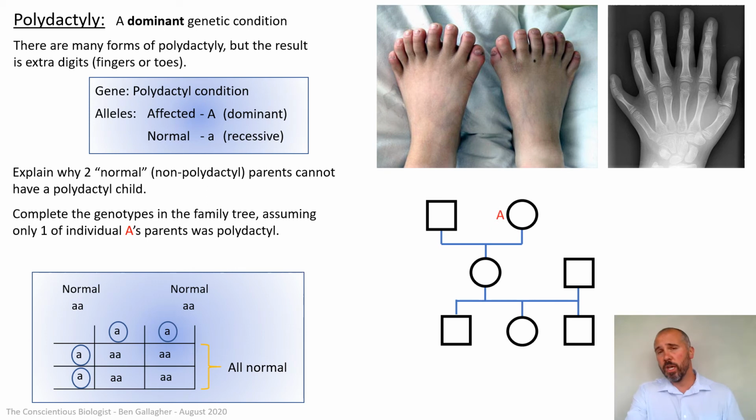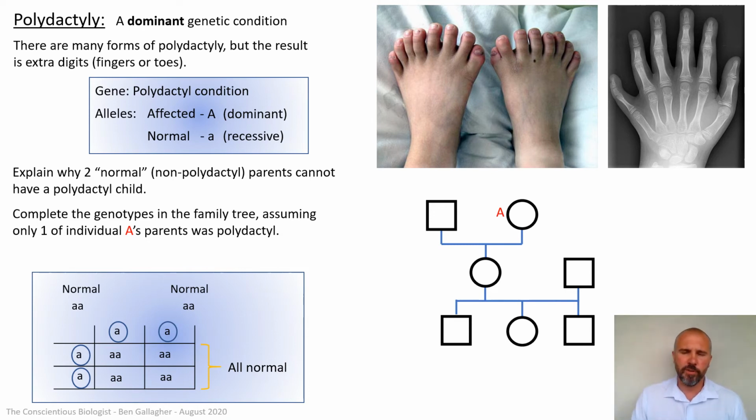So let's look at another question and link it to another family tree diagram to complete the genotypes in the family tree, assuming only one of individual A's, that one up there, only one of his parents was polydactyl. So if only one of A's parents was polydactyl, the other one wasn't. So we know the other one, not shown on this chart, a layer up above this, one of them must have been little a, little a. The other parent could have been big A, little a, or big A, big A. But we certainly know only one of their parents had polydactyly.